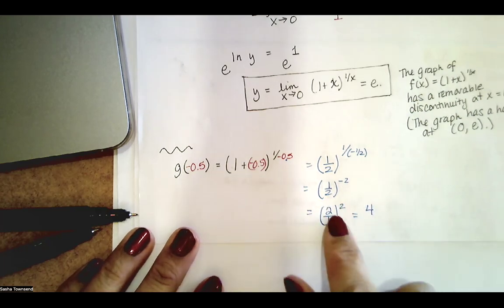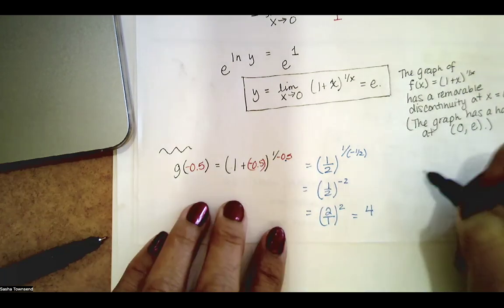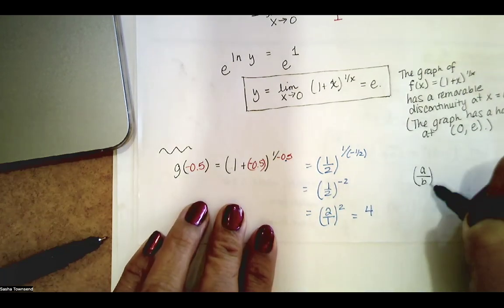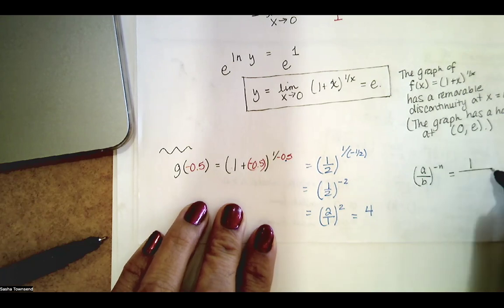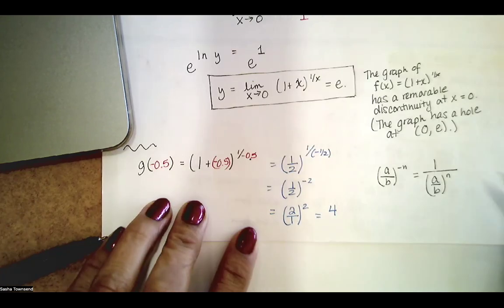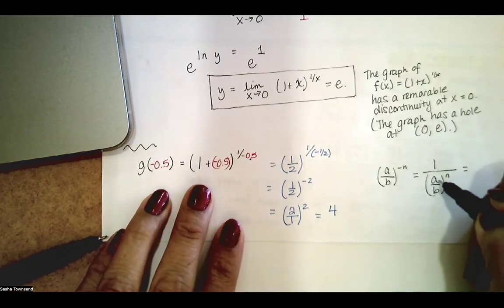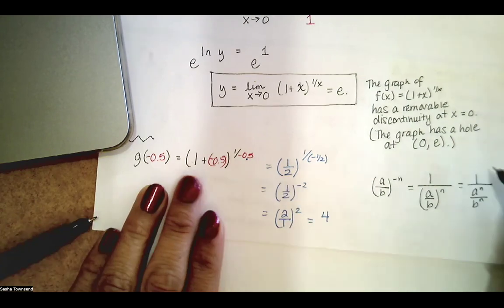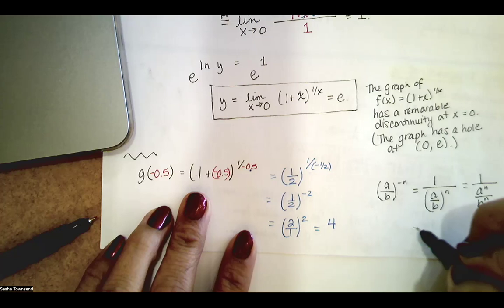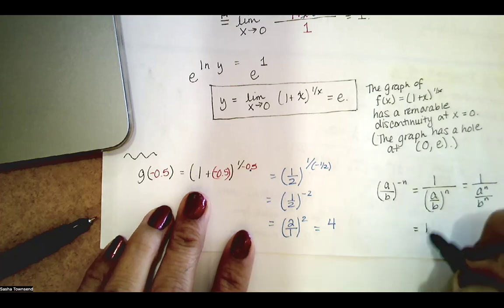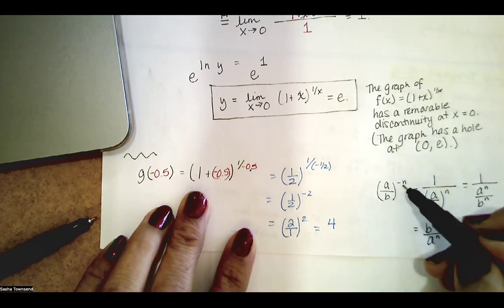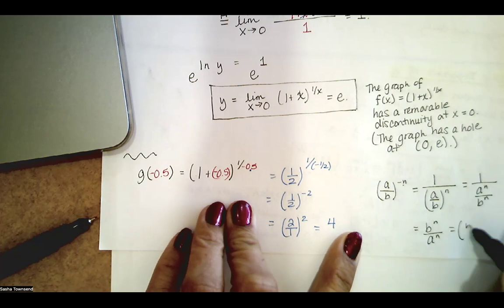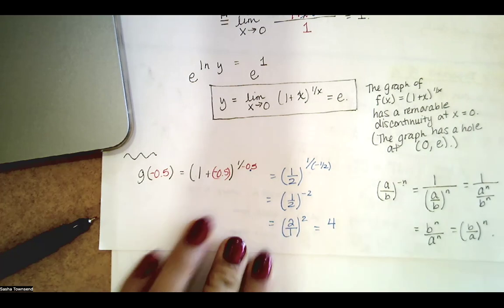And if you're saying to yourself, how is that equal to that? Well, I think it's relatively simple to see. If you have a divided by b raised to a negative power, that's 1 divided by a divided by b raised to a positive power. And you can apply that exponent to both the numerator and denominator here. And now I've got 1 divided by a fraction. 1 divided by a fraction is the reciprocal. So you can see if you've got a over b raised to the -n, that's the same as b over a raised to the +n. And we've just shown that.